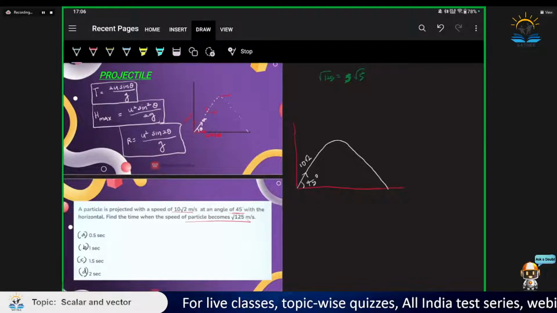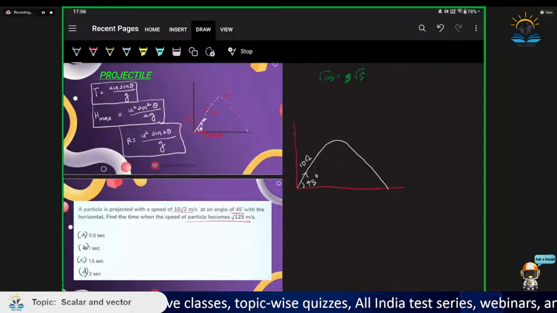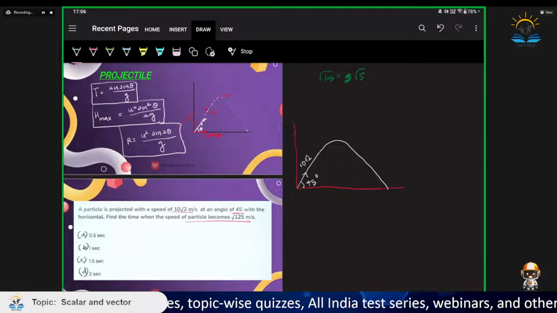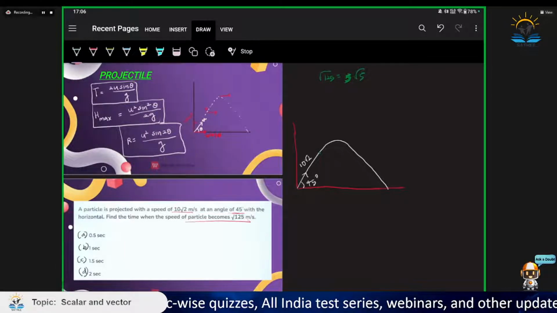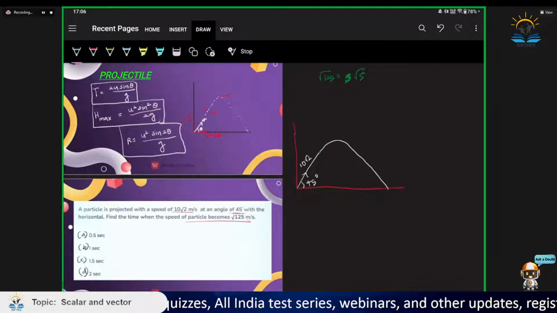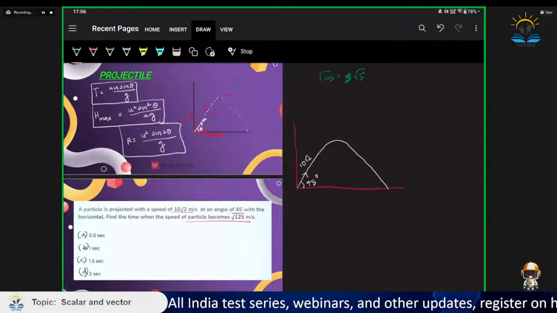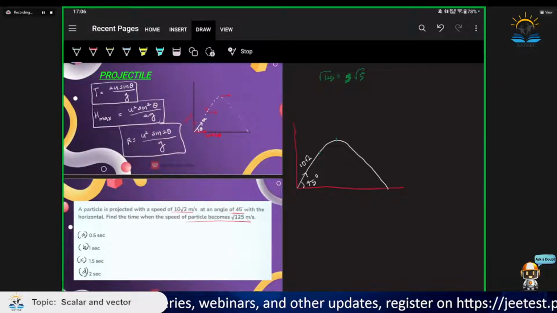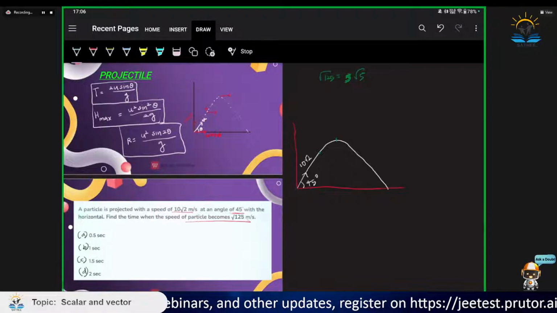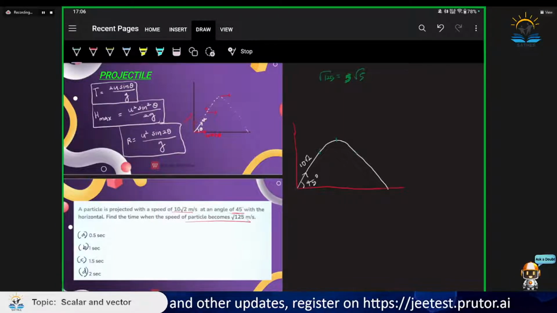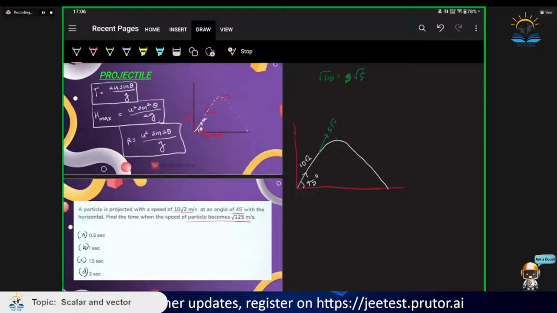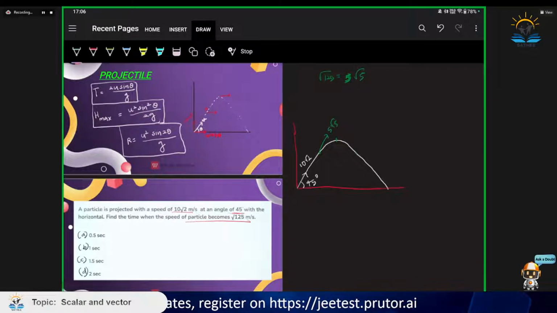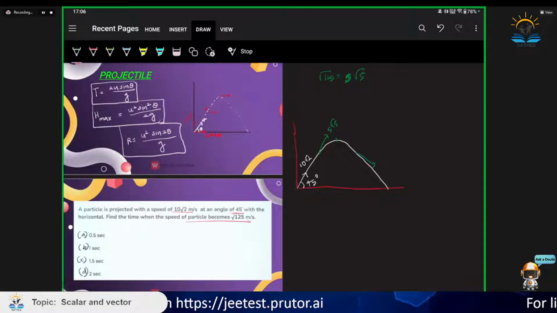See, in two scenarios its speed becomes 5 root 5, right? During its upward motion and also during its downward motion. During upward motion, when its speed becomes 5 root 5, let me solve that first. Then we will solve for the downward motion, when its speed becomes 5 root 5.